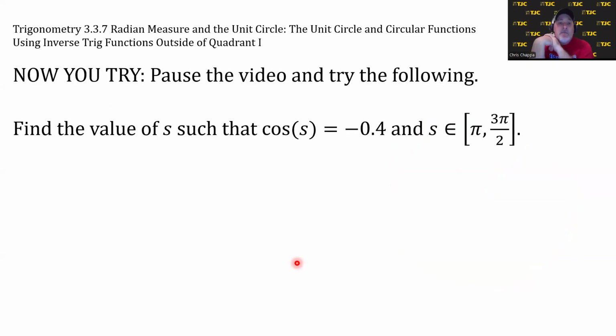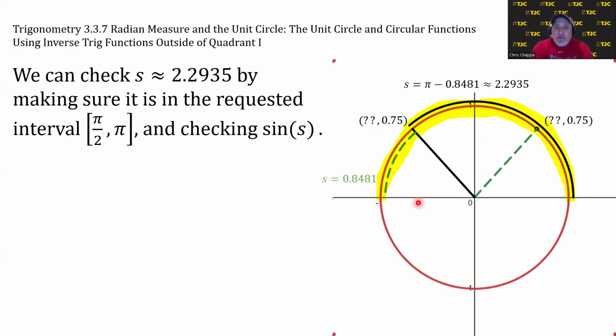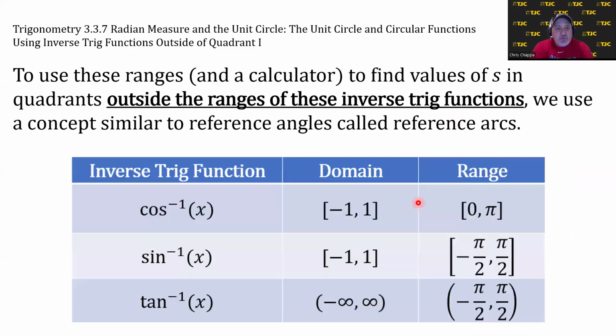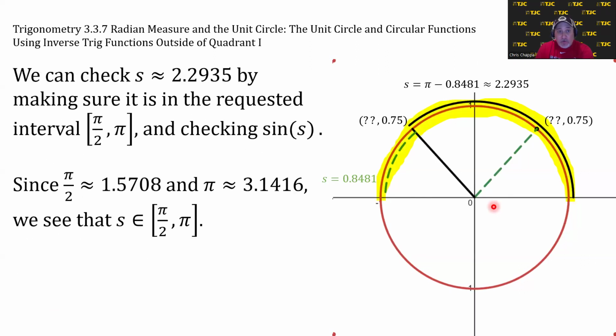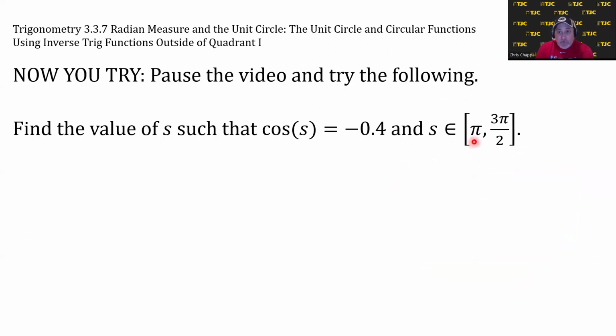Now you try. Pause the video and try the following. Find the value of S such that cosine of S is equal to negative 0.4, and S is an element of the interval pi to 3 pi over 2. And just as a reminder, the range of cosine inverse is between 0 and pi, and we are looking for an angle between pi and 3 pi over 2. So pause the video, give it a try.